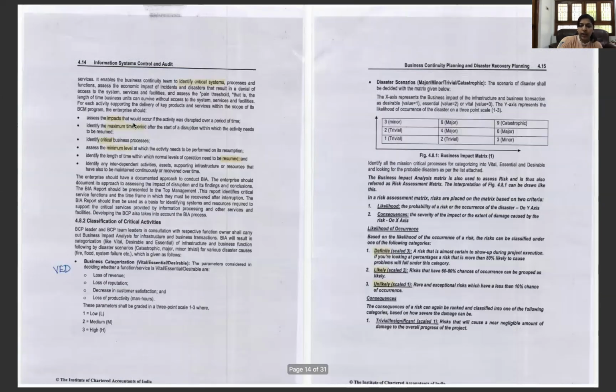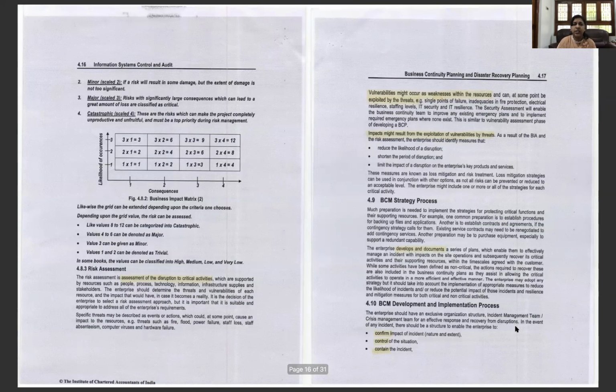Okay, so we are classifying the consequences. First is trivial or insignificant, which causes a near negligible amount of loss. Trivial or insignificant is negligible. Next is minor. There is some damage, but it is not too significant.